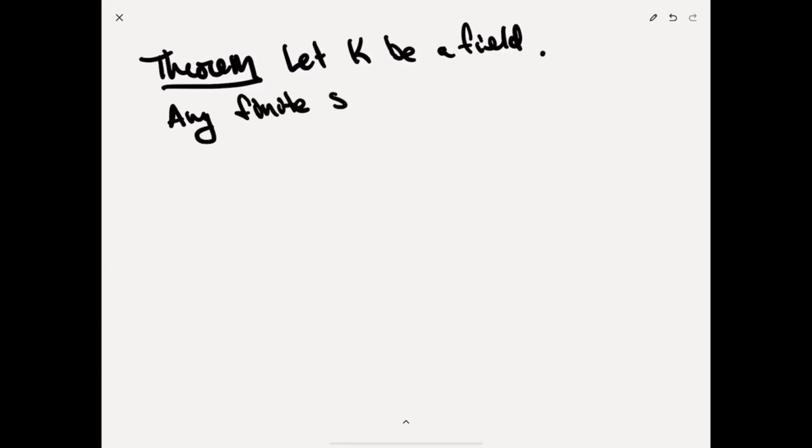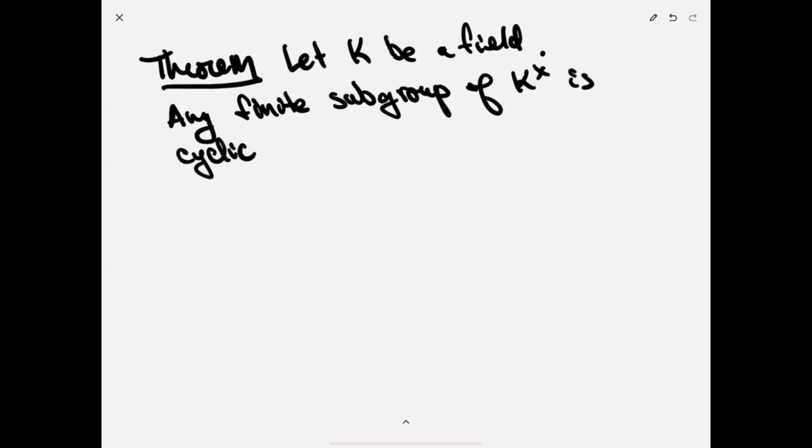Theorem. Let K be a field. Any finite subgroup of K cross is cyclic. That's it. That's all I'm going to prove. All right, so let's prove this.